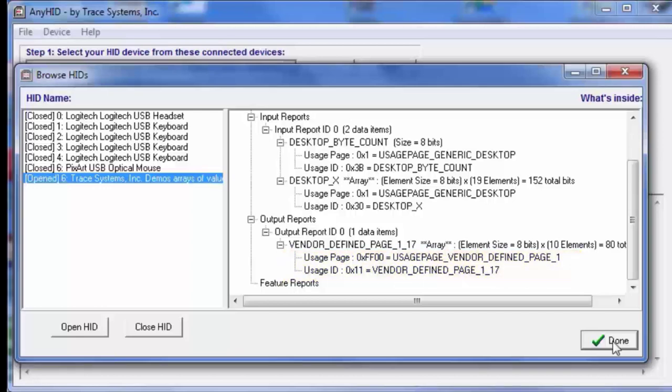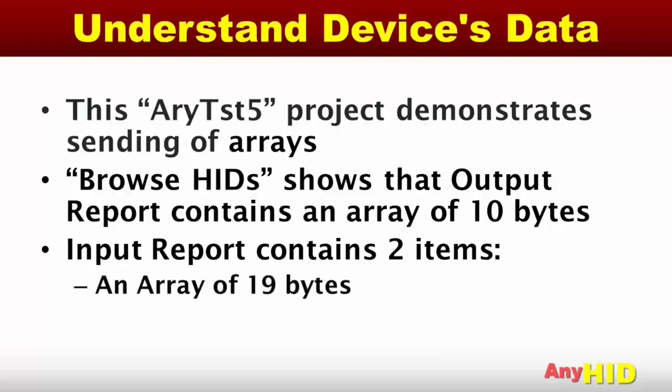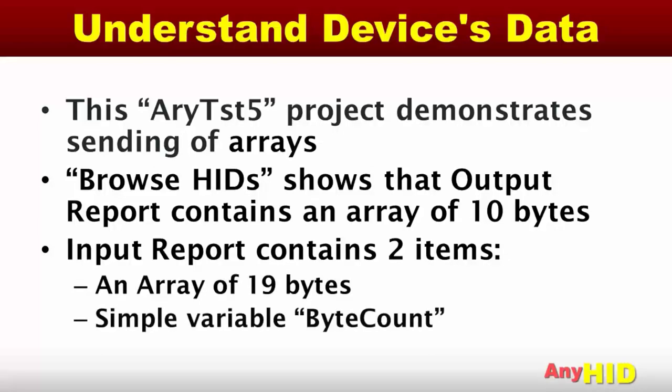We see the input report contains a single variable and an array. The input report consists of an array of 19 bytes along with a simple 8-bit variable. That simple variable, named byte count, allows the device to send fewer than 19 bytes at some times, with the value of byte count being set to indicate how many bytes are significant this time.